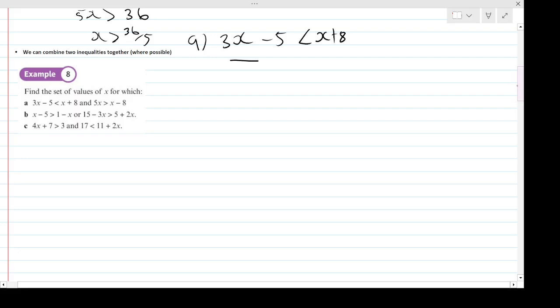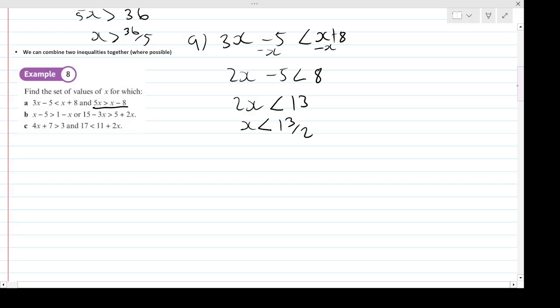So we can solve this first one. So again, I'll take the x away from both sides. So then you have 2x minus 5 is less than 8. Then I'm going to add 5 to both sides. So 2x would be less than 13. Then x will be less than 13 over 2. Cool. So that's one of them, that's solved.